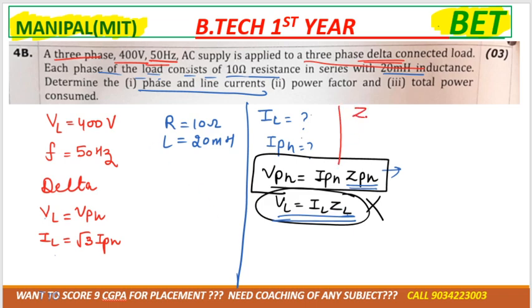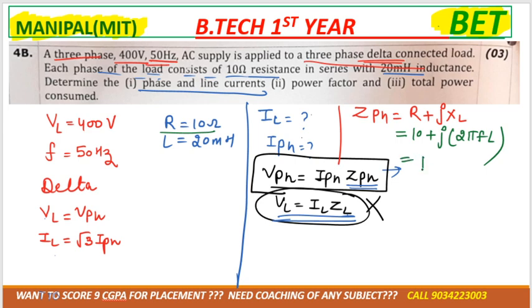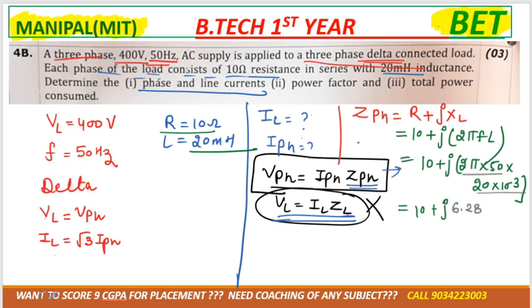Because we don't have ZPH. As you know, ZPH is R plus jXL. R is given as 10 ohm, j is as it is. XL is 2 pi FL, so it would be 10 plus j, 2 pi F, where F is 50 and L is 20 millihenry, so 20 into 10 raised to the power minus 3. So solve this and tell me what value you get. So ZPH is 10 plus j 6.28.